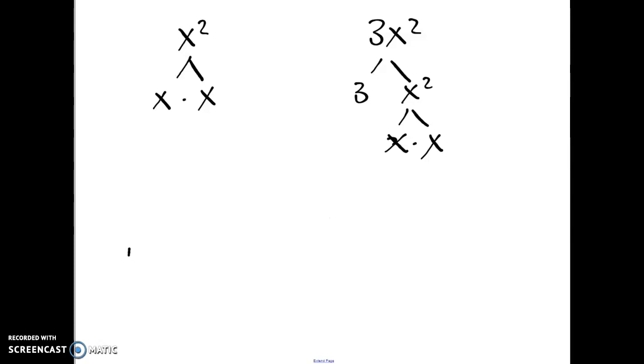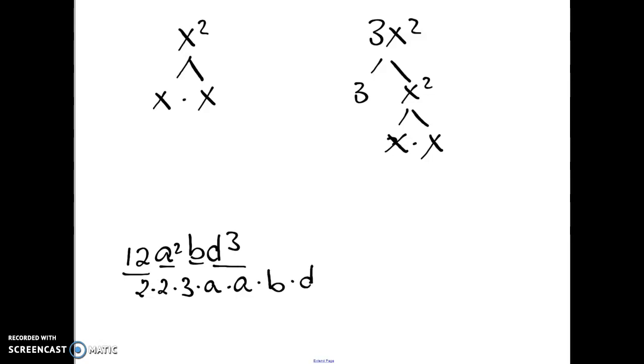So for one more example, what if I had 12a squared bd cubed? How could I break that down? Well, I know that the prime factorization of 12 is 2 times 2 times 3. A squared is a times a, b, and d cubed is d times d times d. So this would be the prime factorization of 12a squared bd cubed.